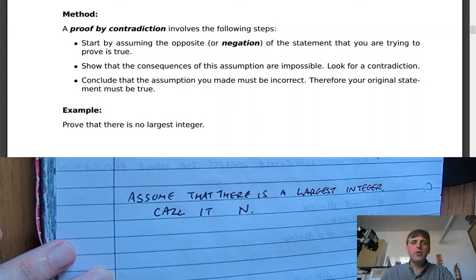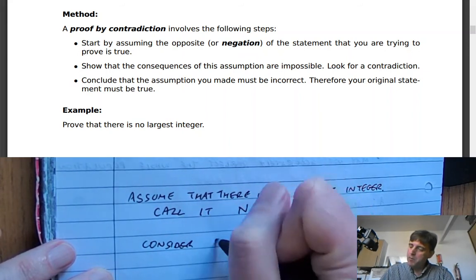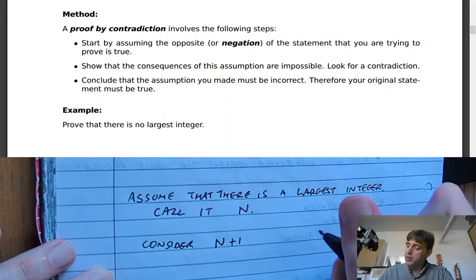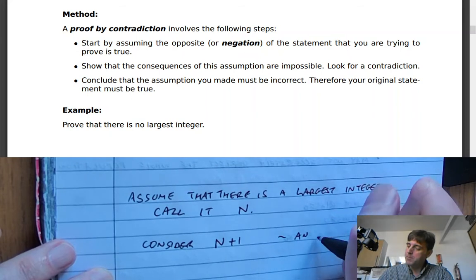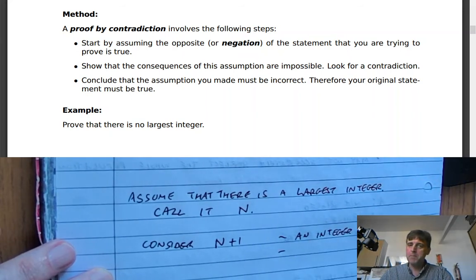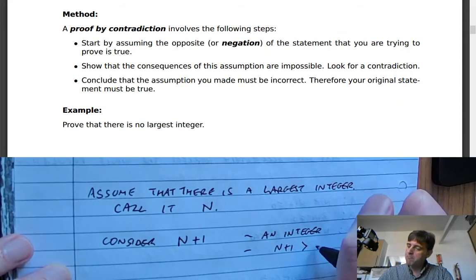Okay. So then we need to show that this leads to some kind of contradiction. The consequences of this assumption can't be true. They lead to some nonsense. So how are we going to do that here? Well, let's consider the number n plus 1. Now n plus 1 is an integer. Also, n plus 1 is greater or larger than n.